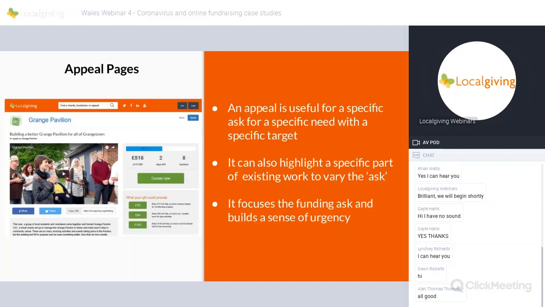The other page that a lot of organisations focus on are appeal pages. The main difference with these is that they are a temporary page and they enable organisations to really focus on a specific element that they need to raise funds for. That includes having a specific target, for example, towards a particular project or an equipment need or just to survive for the next 6 months. An appeal page really focuses their fundraising efforts. It builds a sense of urgency. And lots of organisations run appeal pages throughout the year to vary how they're asking for support.